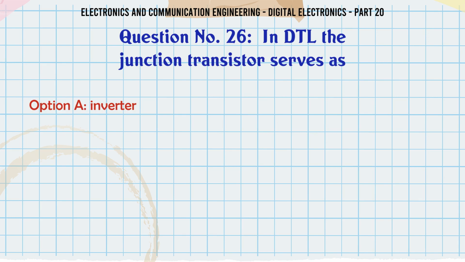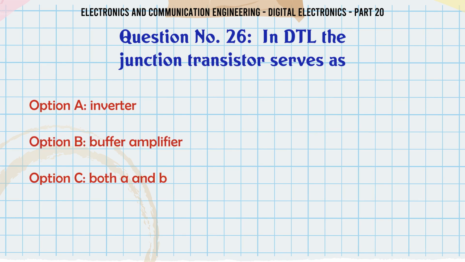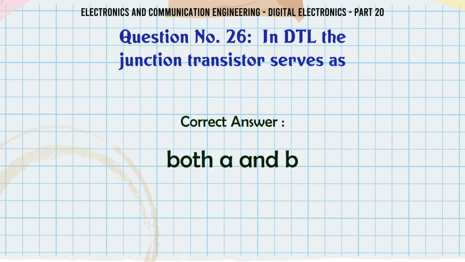In DTL, the junction transistor serves as A inverter, B buffer amplifier, C both A and B, D none of the above. The correct answer is both A and B.